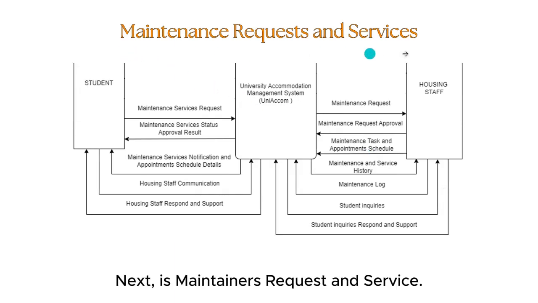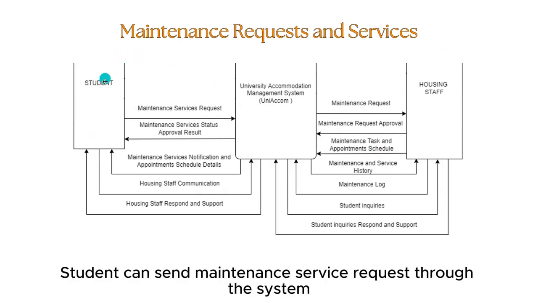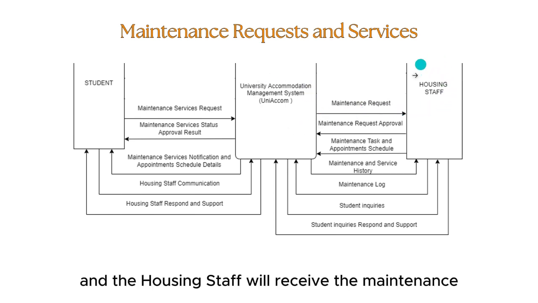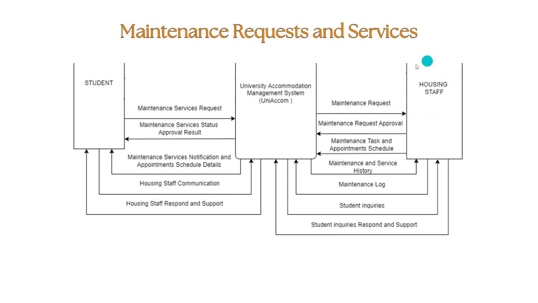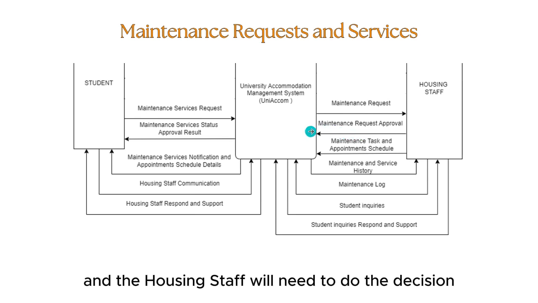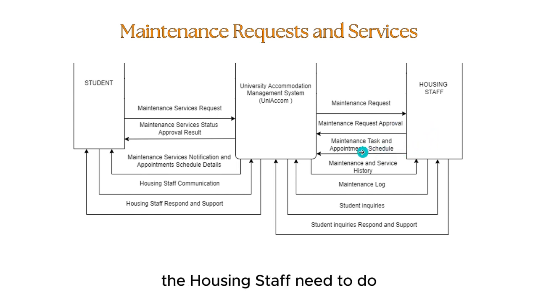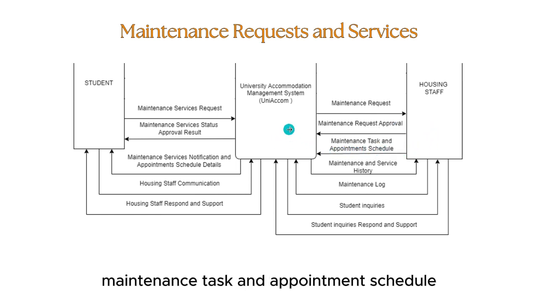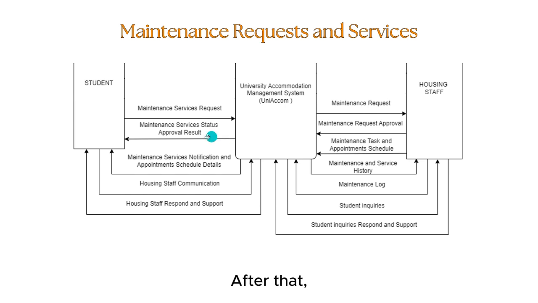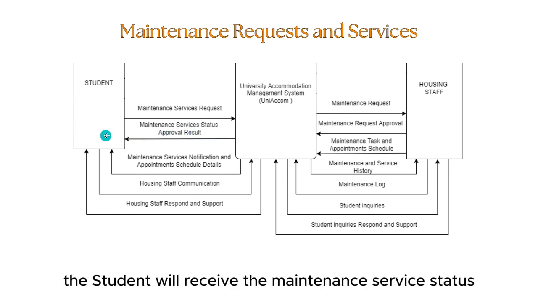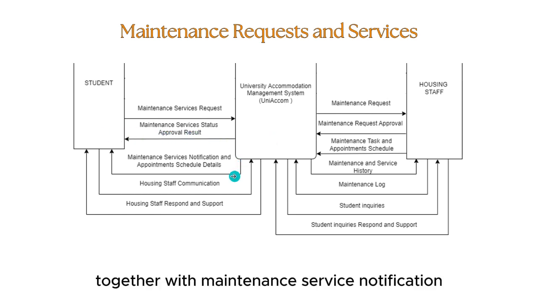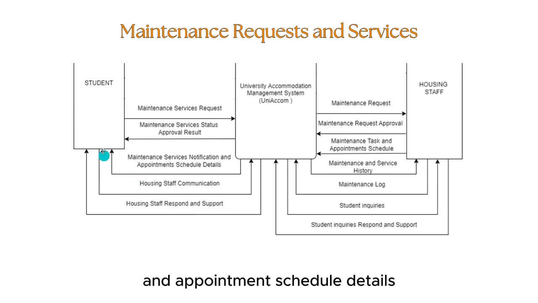Next is maintenance request and service. Student can send a maintenance service request through the system when needed, and the housing staff will receive the maintenance request from the system. And the housing staff will need to make the decision of whether they want to approve this maintenance request or not. If they choose to approve, the housing staff need to do maintenance task and appointment schedule in the system. After that, the student will receive the maintenance service status approval result together with maintenance service notification and appointment schedule details if it is successful.